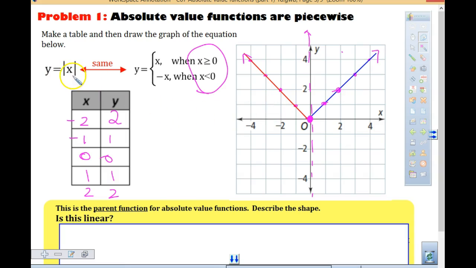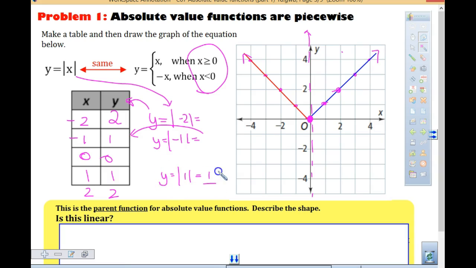But if you would have looked at just this equation, you would have said y is equal to the absolute value of -2. And isn't the absolute value of -2 equal to 2 that we just talked about? And if I take a look at the absolute value of -1, it equals 1. And if I take the absolute value down here of 1, y equals the absolute value of 1, that equals 1, which is what we got for our y value here. So this is a parent function for the absolute value.